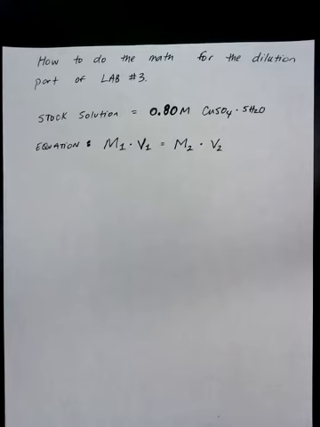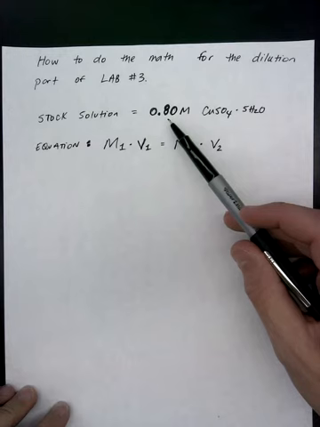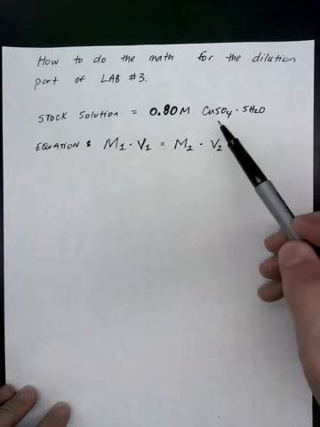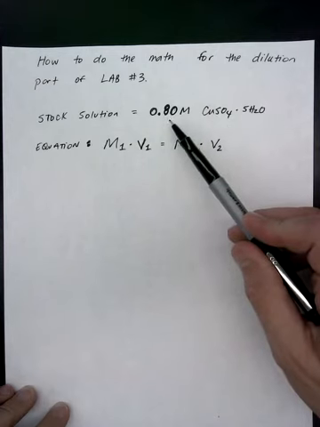Guys, I'm going to show you a quick tutorial on how to do the dilution math for part 2 in your lab number 3. So the first thing you need to know is the stock concentration. So I'm going to come up with a hypothetical 0.80 molar copper sulfate solution. This is not what you have in the lab. Yours is different, but this is just my example to show you how to do the math.